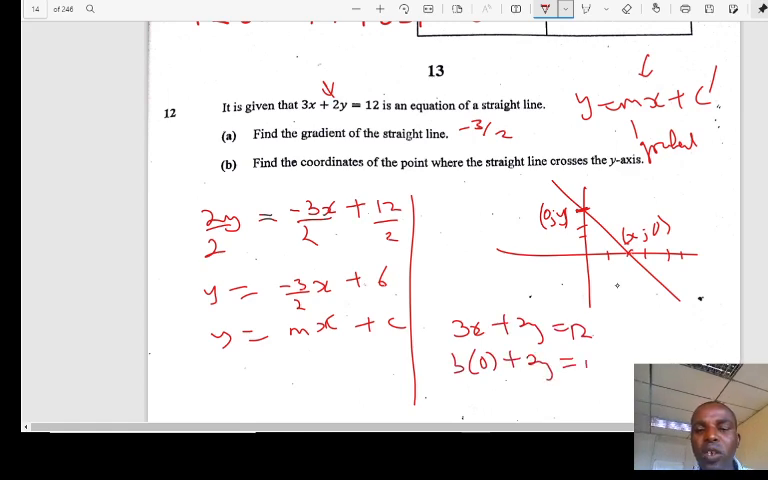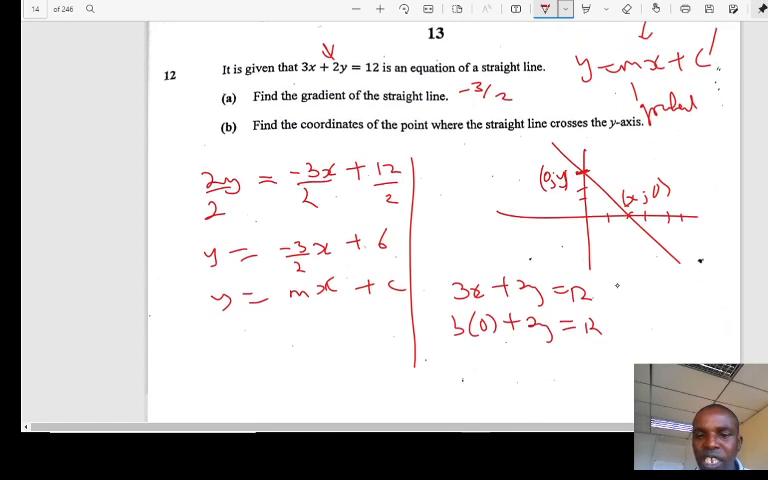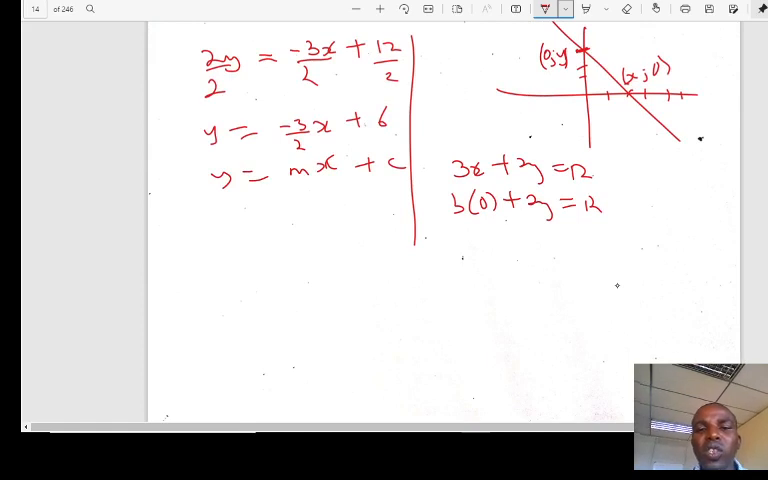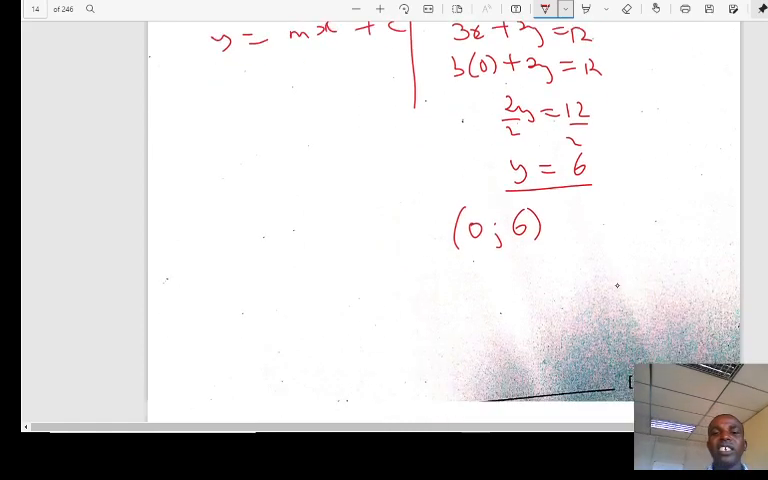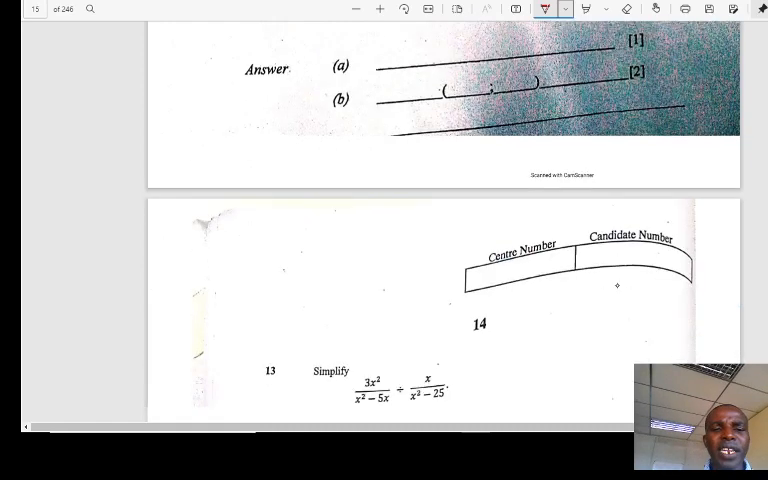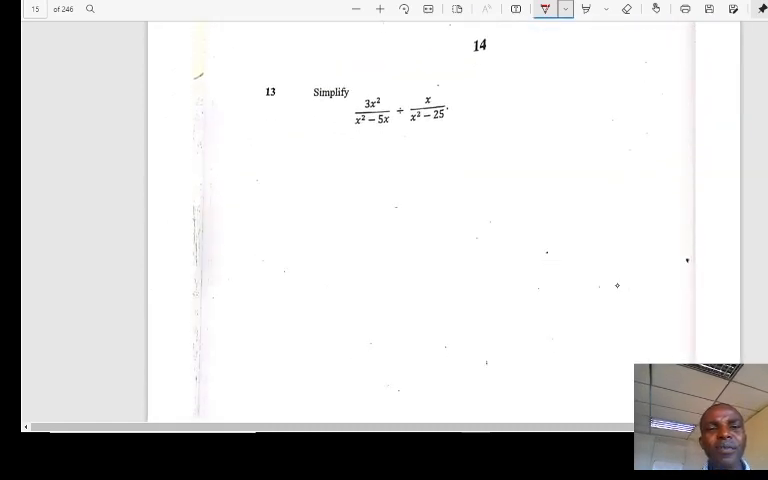So 2y is equal to 12, since 3 times 0 is actually 0. Then you divide by 2. You get y is equal to 6. So our coordinate, we know that x is 0 and y is now 6. That's the coordinate. Done. Next, question number 13.